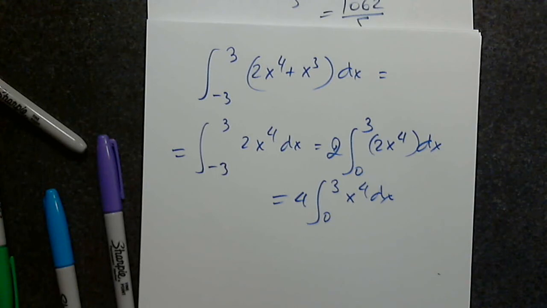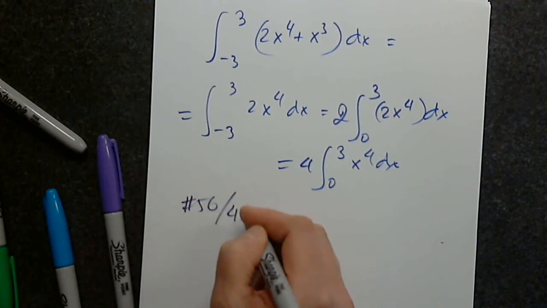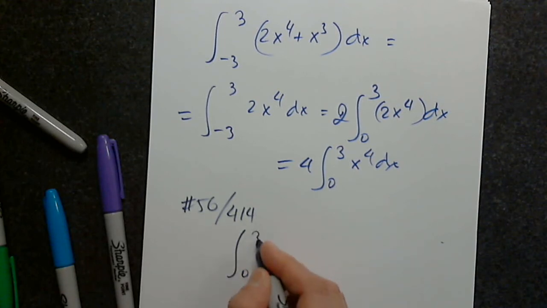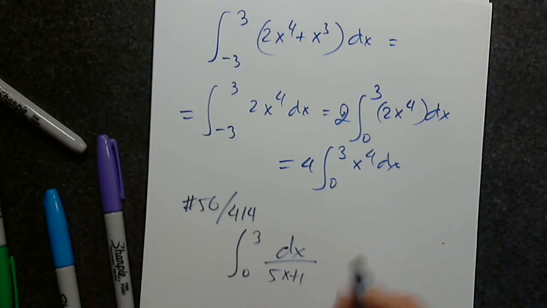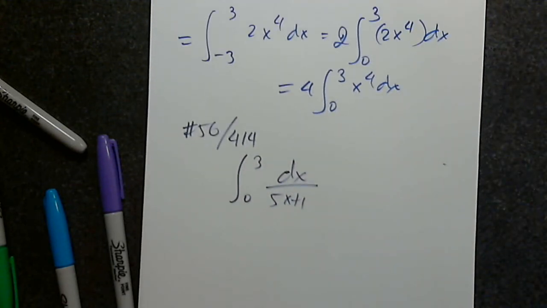Page 414, number 56. I was just looking at it. The integral from 0 to 3 of dx over 5x plus 1. The function is not defined at negative 1/5, but negative 1/5 is not between 0 and 3, so this is safe.